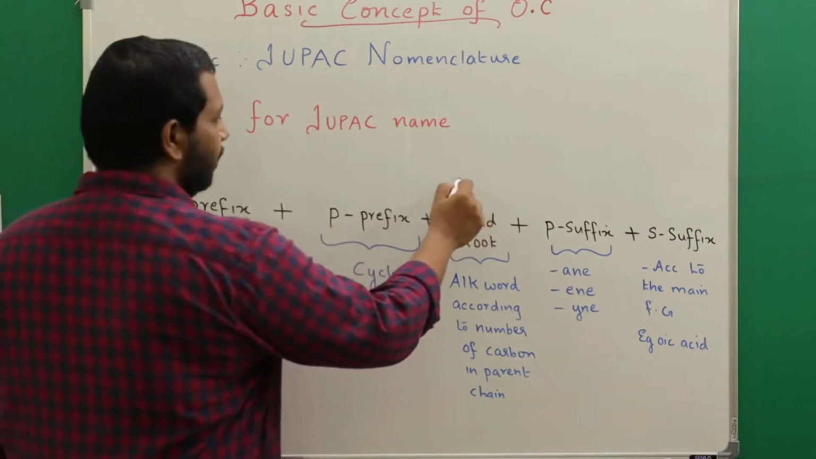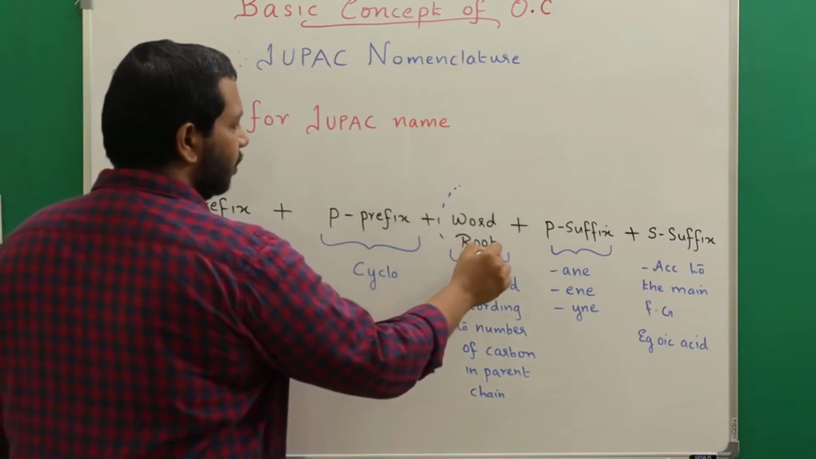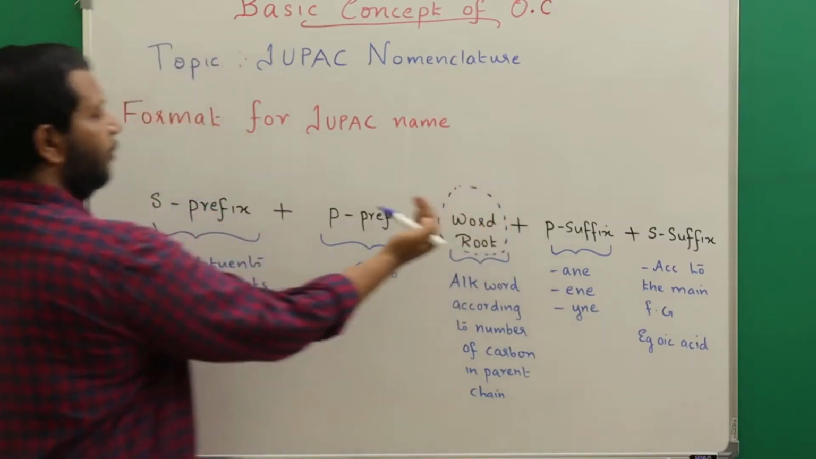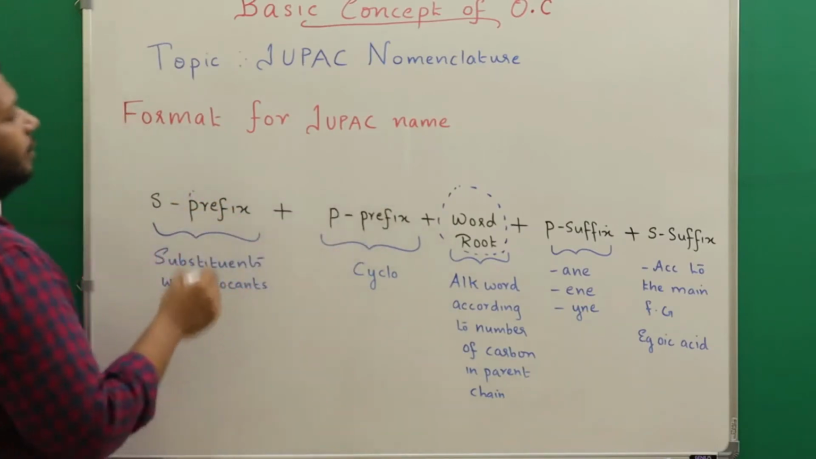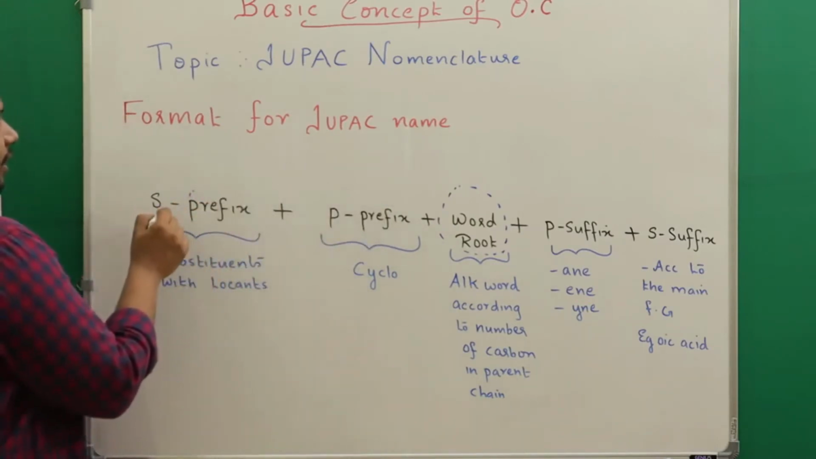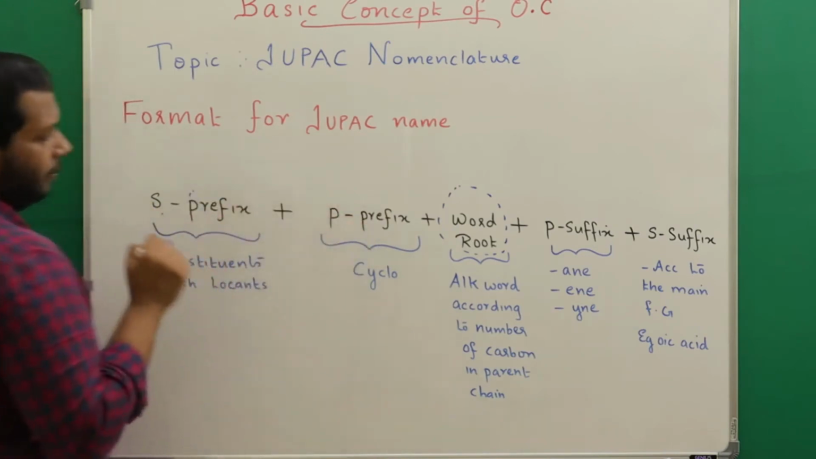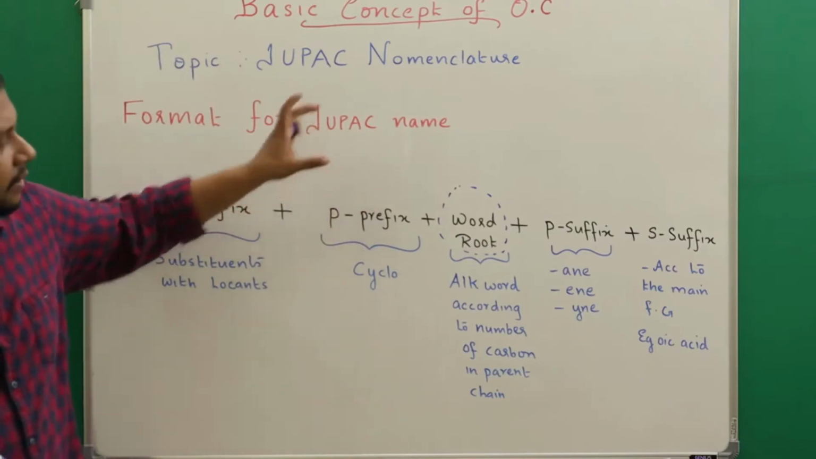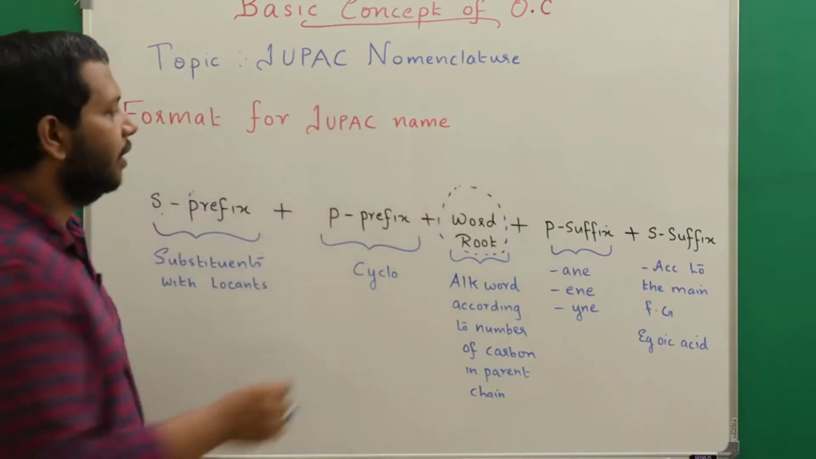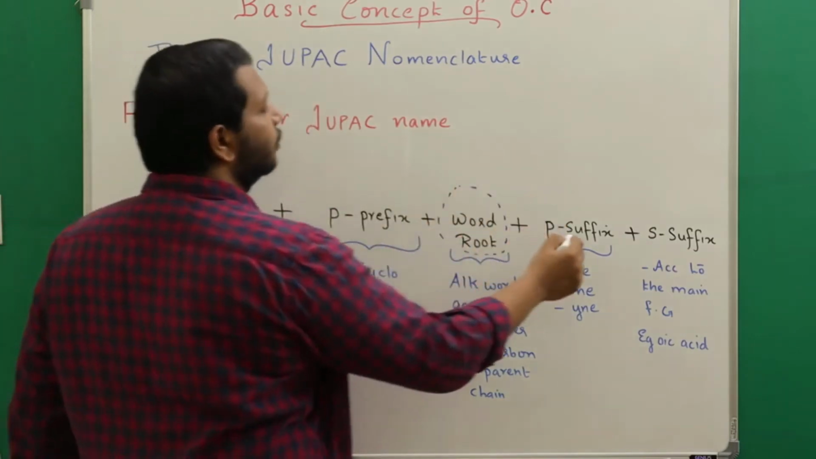There is a word root, and anything that is coming before the word root is called prefix. Prefix is classified into two: there is a secondary prefix, then comes the primary prefix. So first the secondary prefix should come, then the primary prefix, then the word root should come. Then anything after the word root is called suffix.